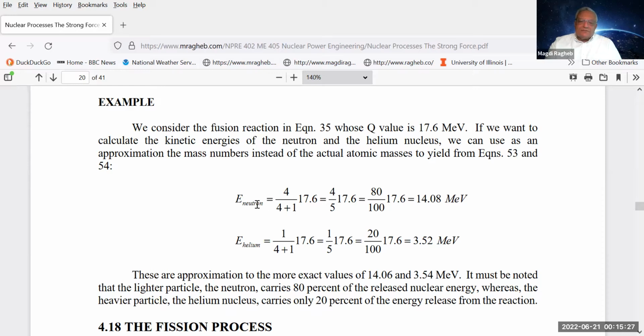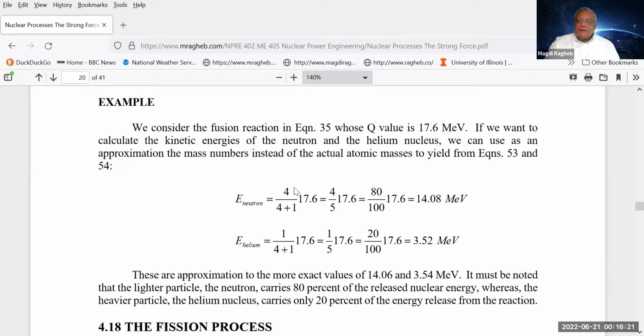So the neutron, which is a lighter particle in the D plus T reaction, carries 4 divided into 5. That's the same as 80 divided into 100, multiplied by the Q value. So the neutron from that fusion reaction of deuterium plus tritium gives us 14.08 million electron volts of kinetic energy. And the helium nucleus takes the inverse proportion of the energy. So that's 1 instead of 4 here. It gets 3.52 million electron volts. If you add those two numbers here, you get back 17.6 from the reaction. The exact values, if you take the exact decimal numbers here, are 14.06 and 3.54. The difference is at the second decimal point.